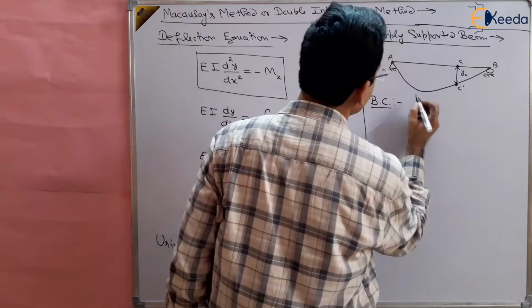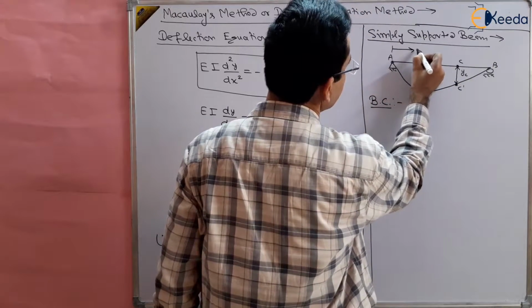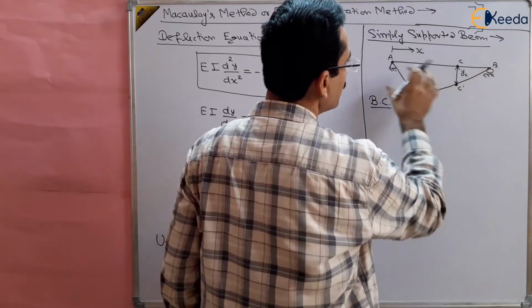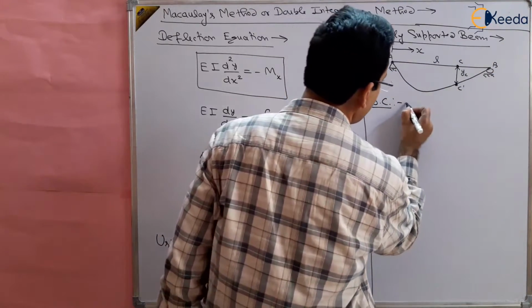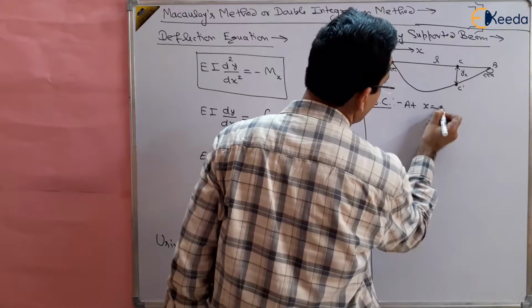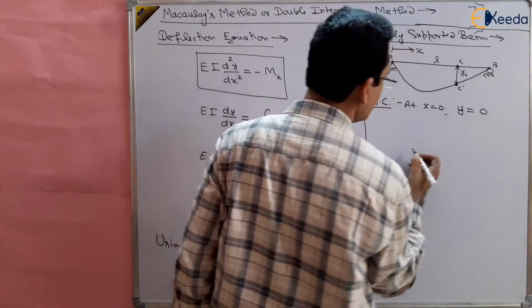Suppose we are taking X in this direction, and the total length of the beam is L. L is the length of the beam. So at X equal to 0, deformation or deflection is 0.